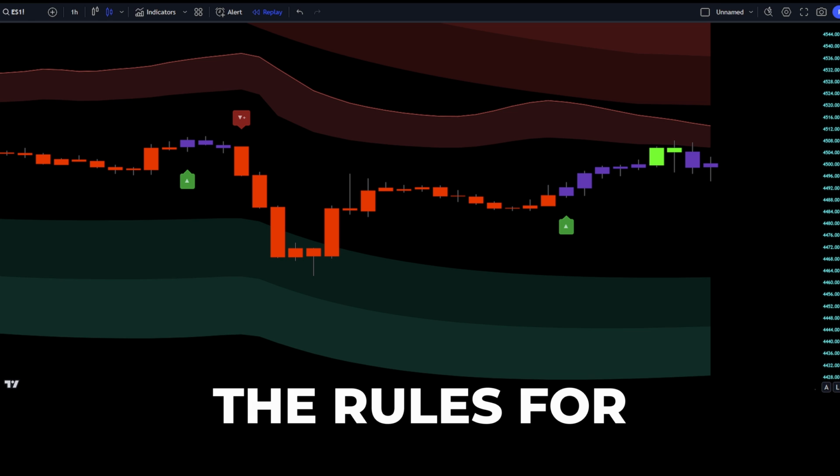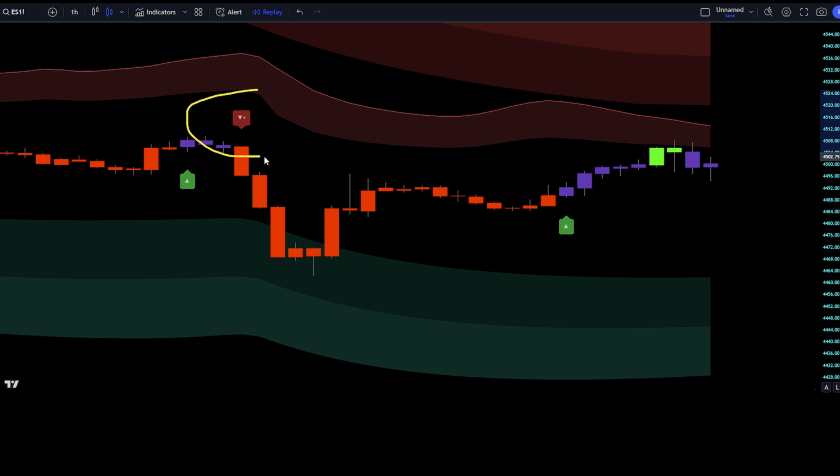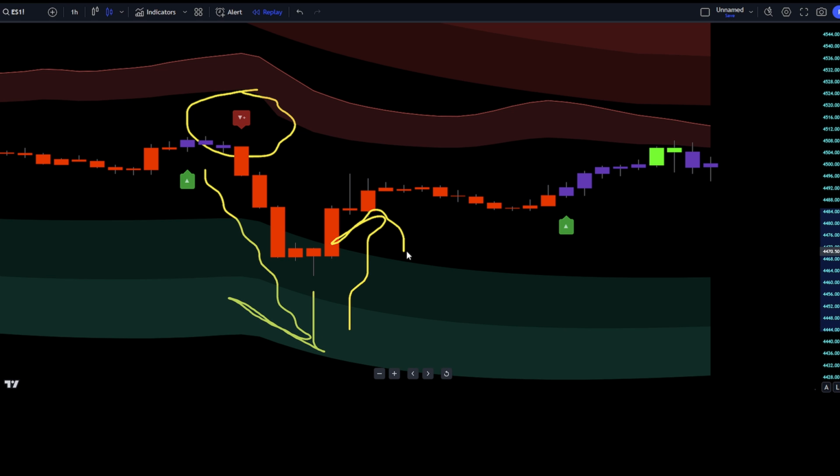Now let me show you the rules for entering a sell trade. First, we're looking for a sell signal indicated by this red down arrow. Second, we wait for the price to enter the green reversal band and then exit the bands again. Next, we want to see the price action retesting the smart trail, represented by this red line with a cloudy area, and getting rejected off of it.